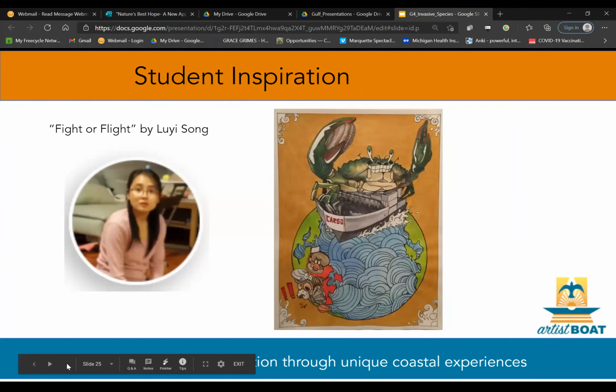And lastly, we're going to look at some student inspiration. So in this comic piece, Louis Song highlights the invasion of the green crab. And to see more student work like this, visit boseat.org.